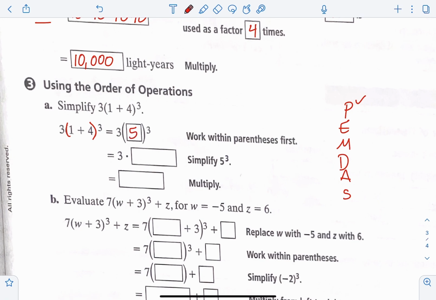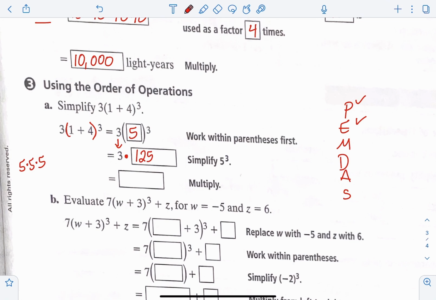Then the next step, going down our list, we have exponents. Well, we have 5 to the 3rd, right? So we're going to take 5 to the 3rd and do off to the side 5 times 5 times 5. And hopefully we're going to get 125. So we still have our 3, just came down. Now we put a multiplying dot between them because we no longer have our parentheses. So 3 times 125 is what we're left with next.